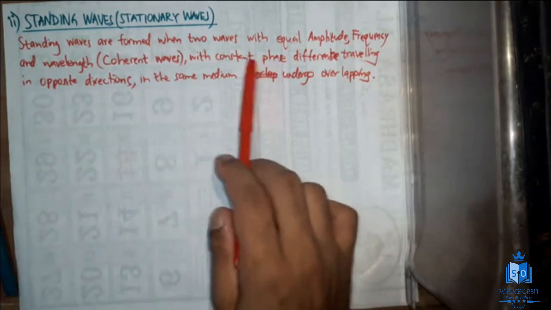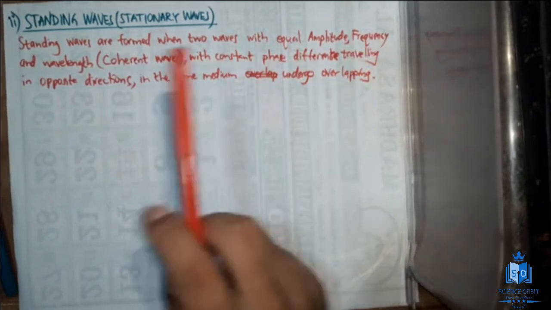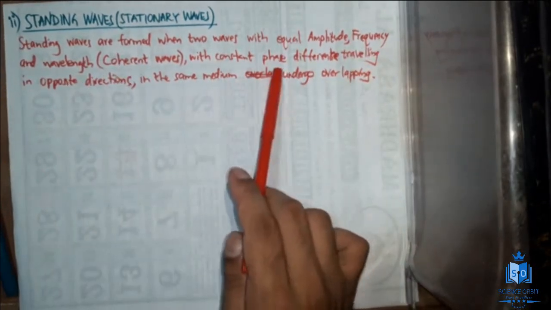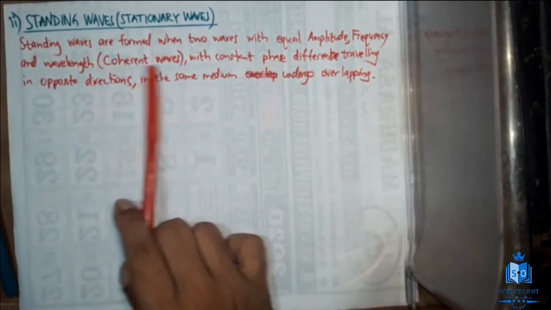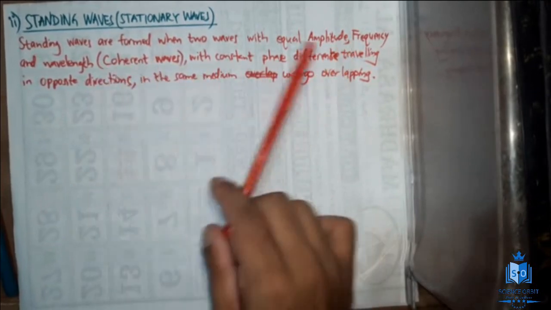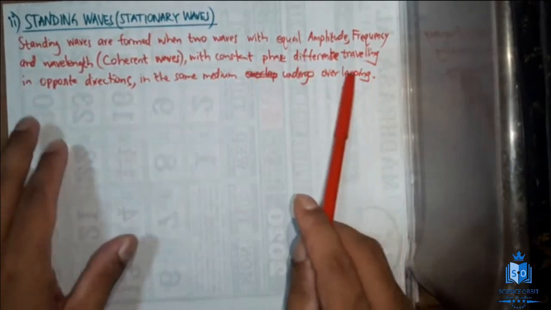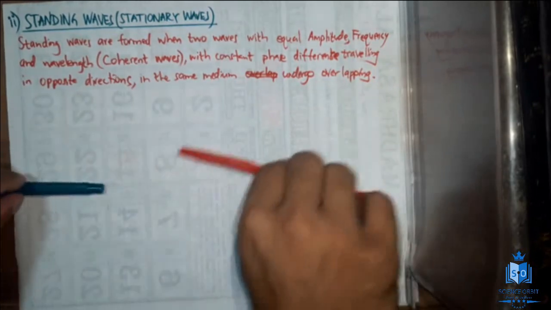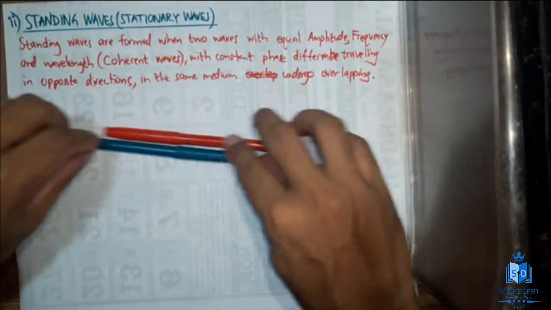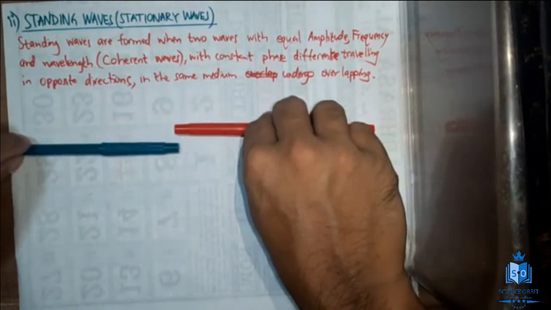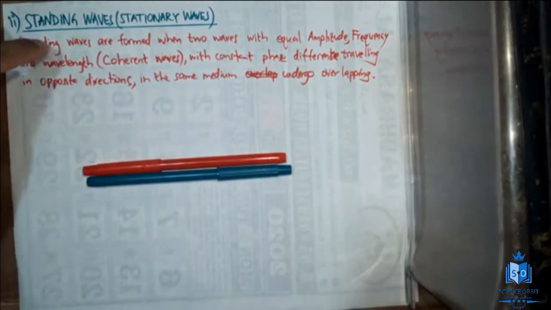So if you have two waves which have equal amplitude, equal frequency, equal wavelength and constant phase difference, those two waves can be called coherent waves. Sometimes you might come across this term, coherent waves. It's not that hard to understand. And they must be traveling in opposite directions, and when those two waves overlap at one point, that is when standing waves are formed.